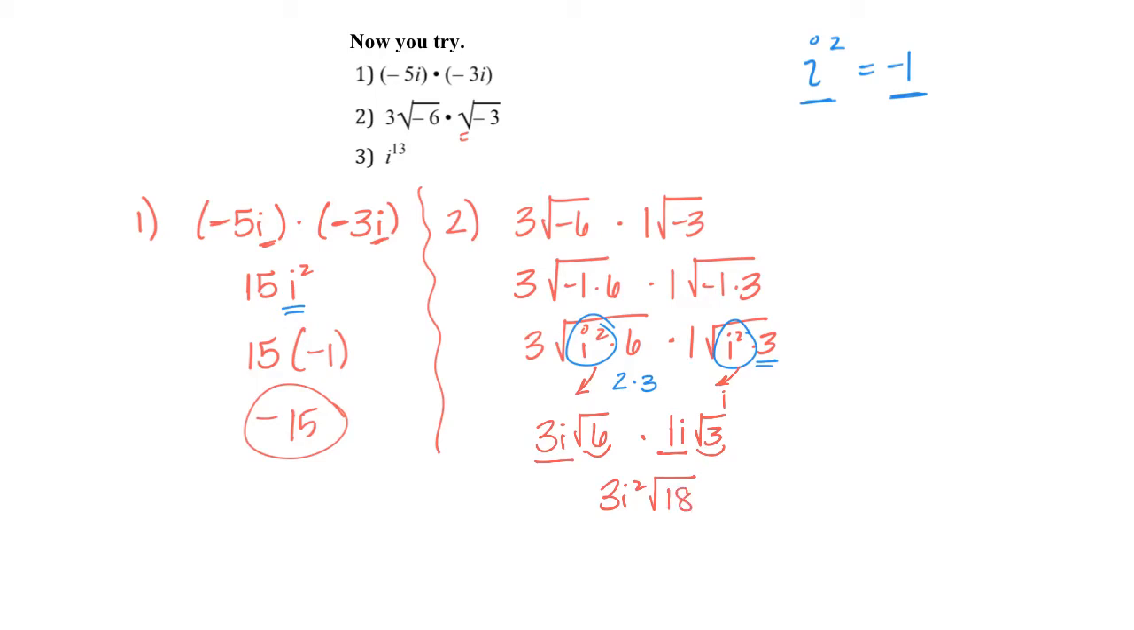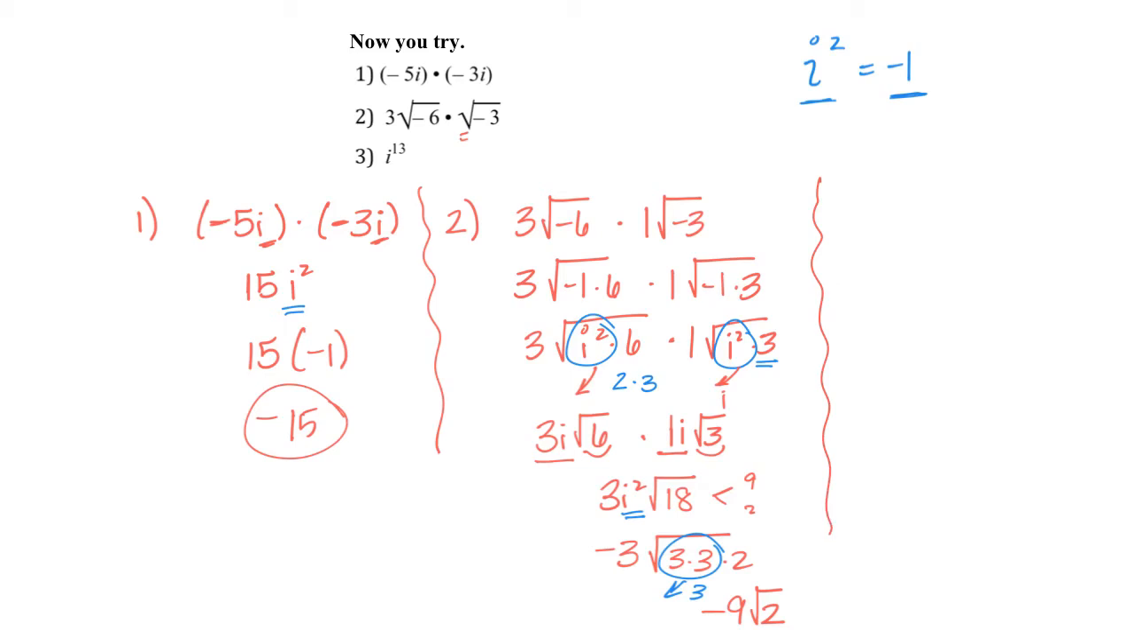The i squared I can replace with a -1. So I'm going to have 3 times -1, which is going to leave me with a -3. The 18 does break down. This is 9 times 2, so you have a 3 and a 3 and a 2. I have a pair of 3s there. So that's going to bring 1 3 out. So my final product is going to be -9 root 2.